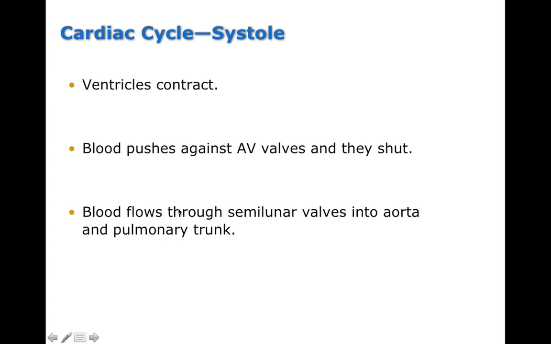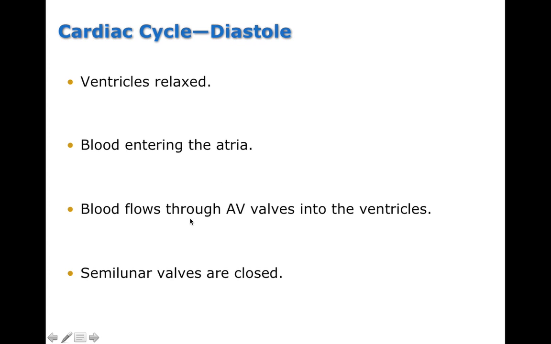Now, blood doesn't flow to the atria because those AV valves shut. Rather, blood flows through the semilunar valves, the pulmonary semilunar and the aortic semilunar valves, up through the pulmonary trunk and aorta, respectively. That continues for some time until you reach diastole. Remember, diastole correlates with the T wave, which is ventricular repolarization or relaxation, and diastole is a state of relaxation.